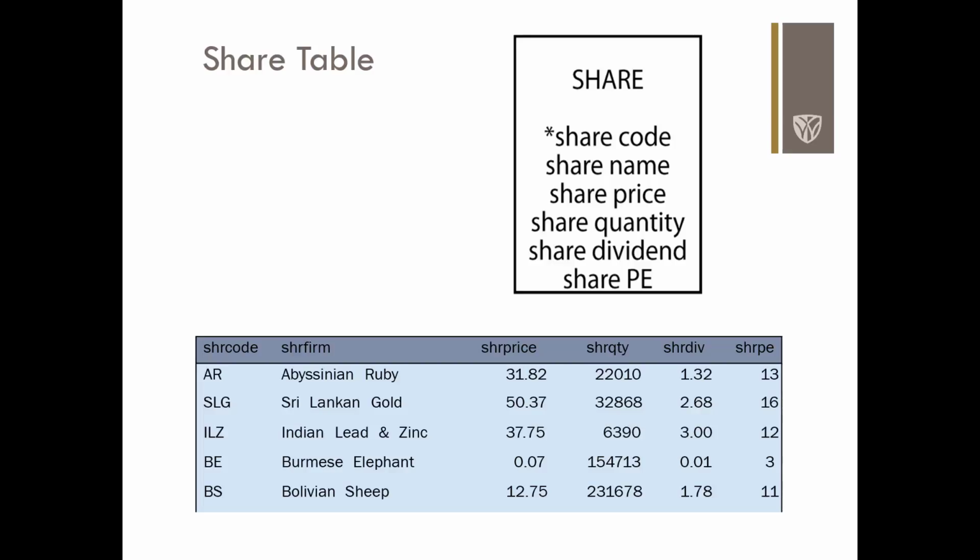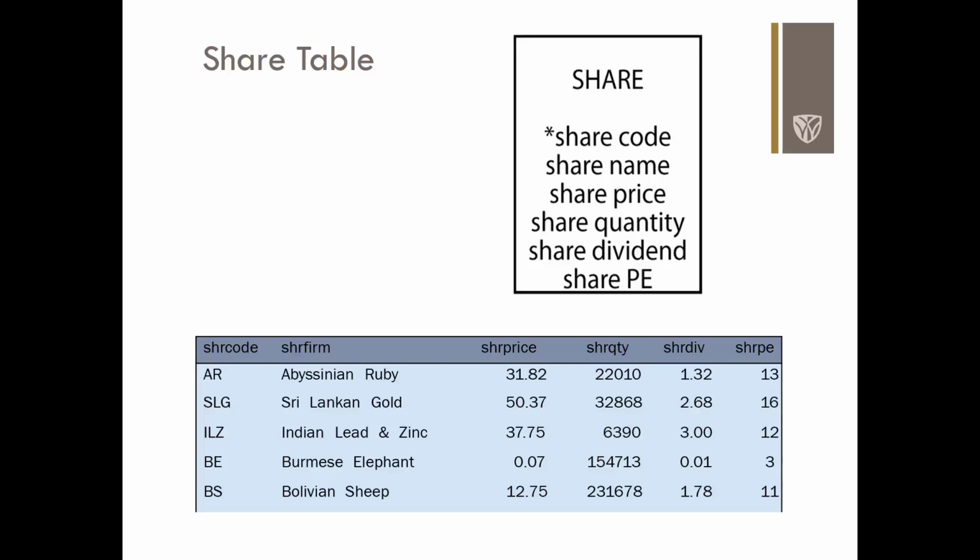So here's the one we looked at before with our share entity. And in a table form, you can see we've got share code, share firm, share price, share quantity, share dividend, and share PE. And you'll notice that the names of the attributes in the table do not match directly with those in the entity. Don't be too concerned about that. That's just for ease of writing, ease of use. And these are consistent with the names that were provided for the table that you'll be using for some exercises in Module 2. So I wanted to introduce you to those now.